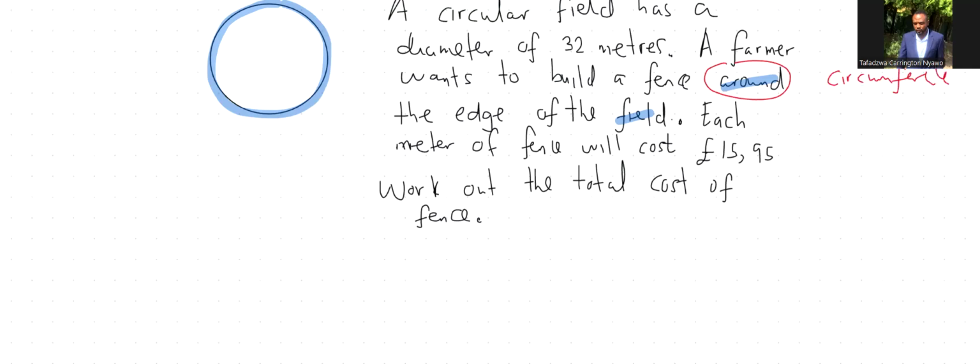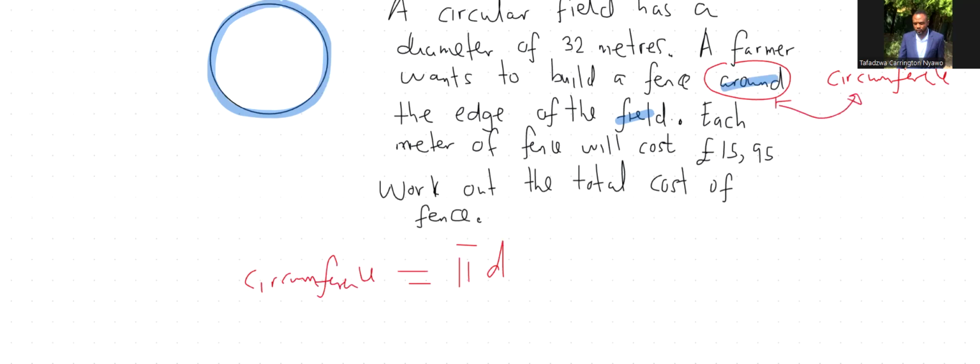So we know that the circumference of a circle is pi times diameter. Okay? Pi times diameter. So that's what I'm going to do. So this is my circumference formula. All right. How did I know that I had to use this formula? Is because they gave me a clue here. Around. Around means circumference.